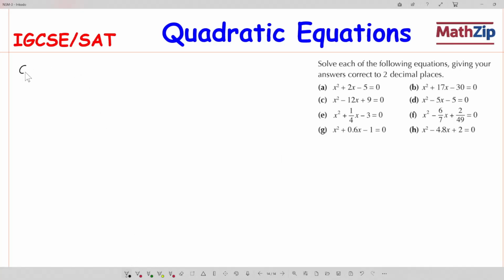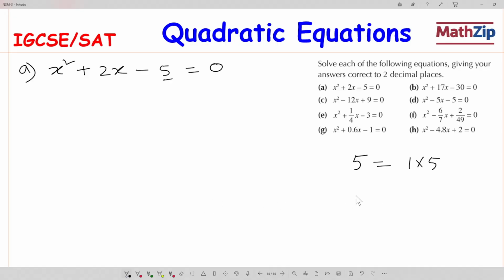First question. Number A, x square plus 2x minus 5 equals 0. So how do we simplify this one? Here is 5. Look, if we factorize this 5, it will be 1 times 5. So we cannot find the value by using middle term factor. So in this case we can use the quadratic equation general formula.